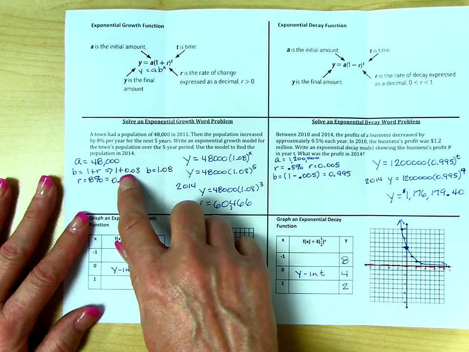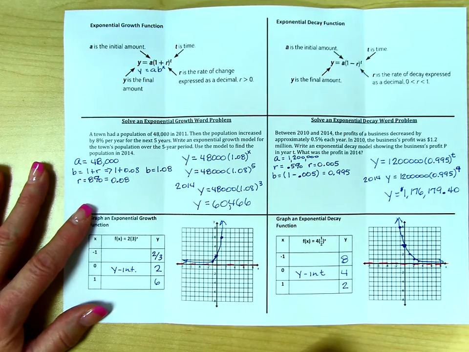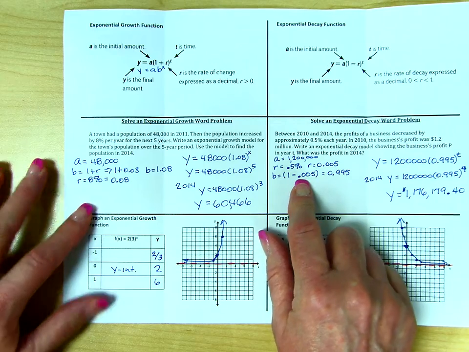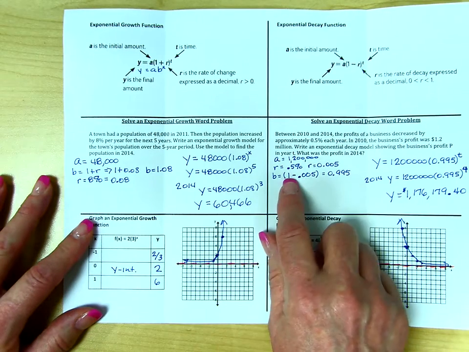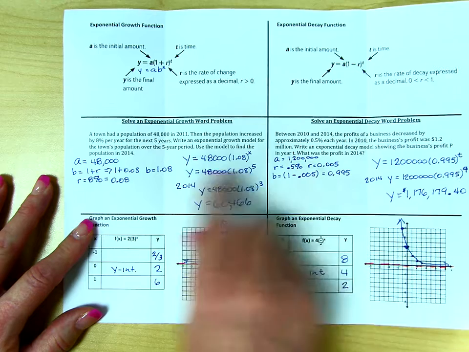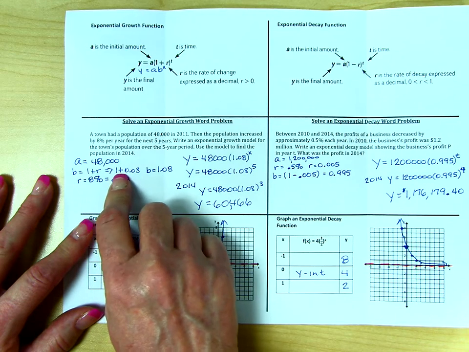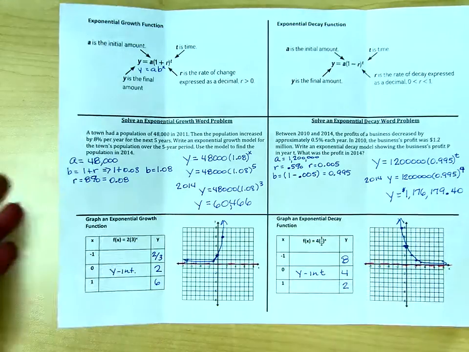So the thing to remember is you are either adding a decimal because you have growth, or you are subtracting a decimal because you have decay. In order to find your B, take 1 minus the decimal for decay, and do 1 plus the decimal to find B for growth.